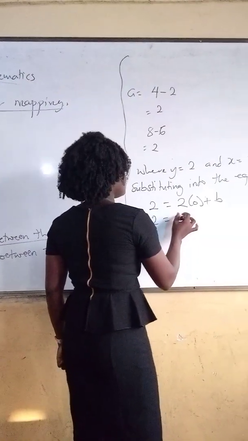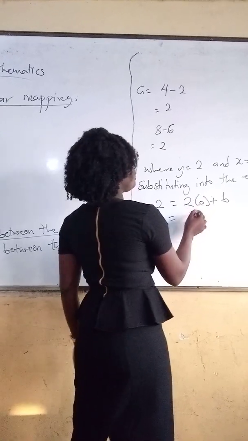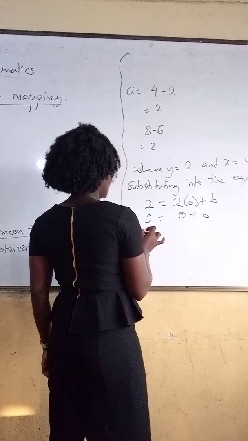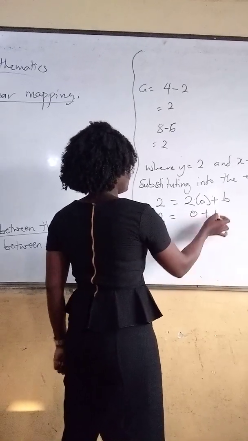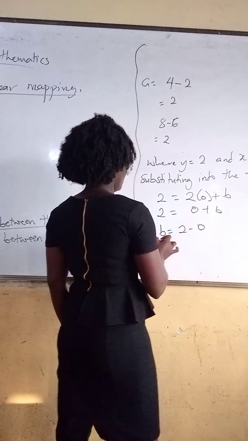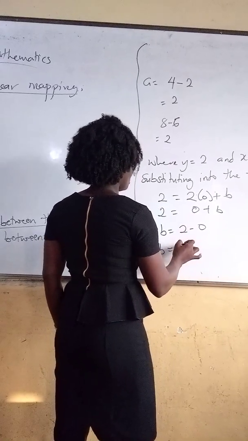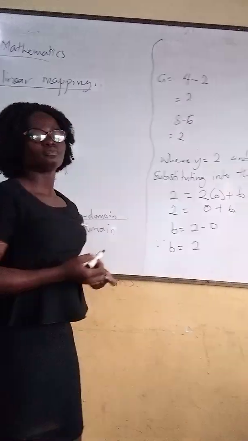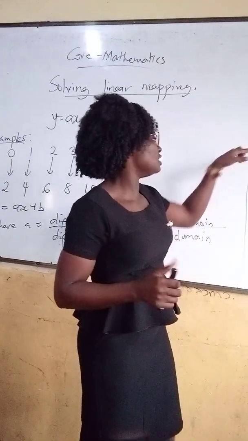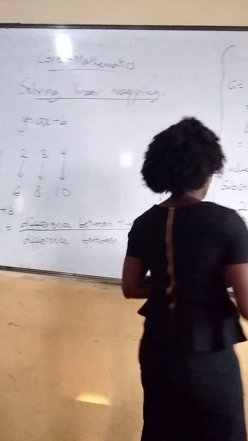Now let's solve it. This becomes 2 equals what? 2 times 0 is 0 plus b. So let's group like things, so we can bring the b here. So b equals what? 2 minus 0. Therefore, our b is equal to 2. Do you understand? Our focus was to find the b. Now let's fix it back into the equation, the main equation.